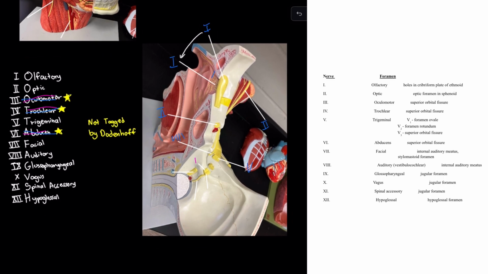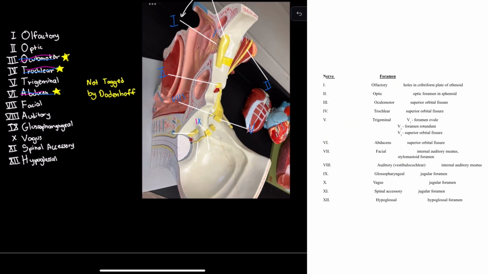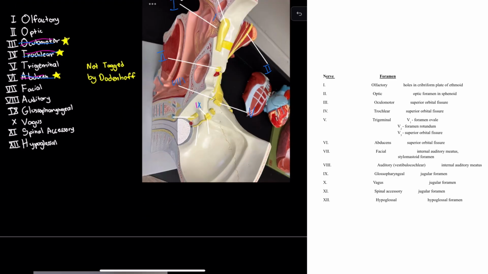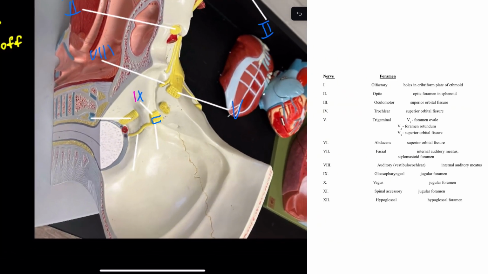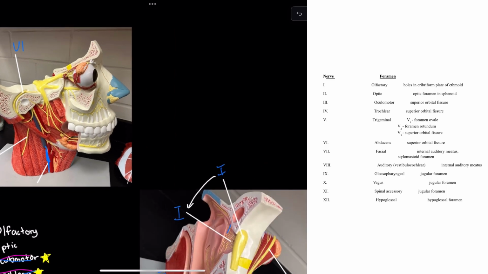The glossopharyngeal, or the ninth nerve, is this nerve right here. That right there is the glossopharyngeal. The ninth nerve, IX. The 10th nerve, which is the vagus, is this nerve right here, along with this nerve going down here. That right there is also the vagus nerve.